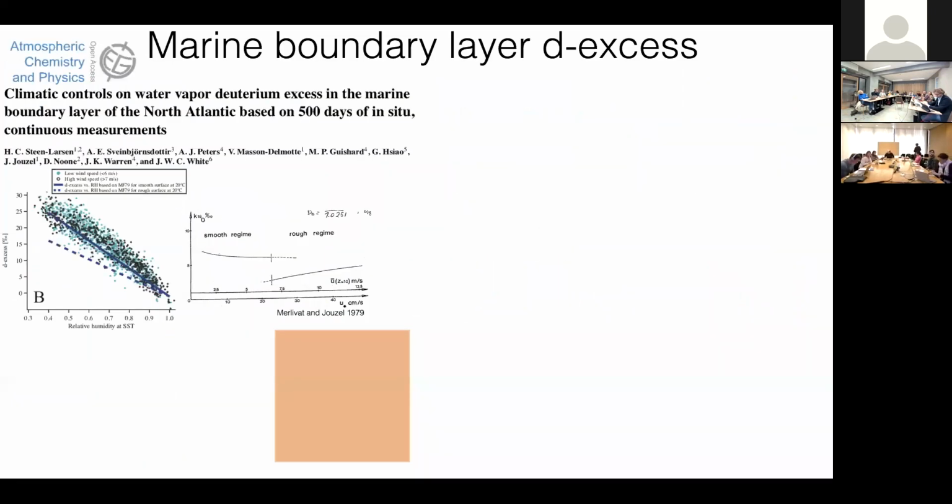So the first thing I think is important to notice is that this is a paper from myself in 2014, where we took 500 days of in situ observations in Bermuda, and we compared the DXS versus relative humidity, and looked at how the wind speed actually influences it. Because, as you are aware, in an old seminal paper from Miller and Chaussel in 1979, we would indeed expect a difference between a smooth regime and a rough regime in terms of the kinetic fractionation. So we would expect that there would be a change in the DXS when we had high wind versus when we had low wind, but this was not observed.